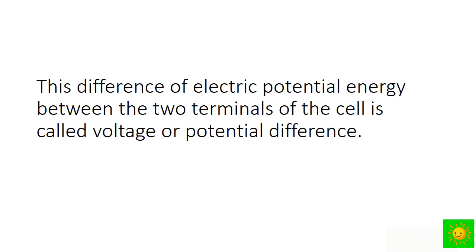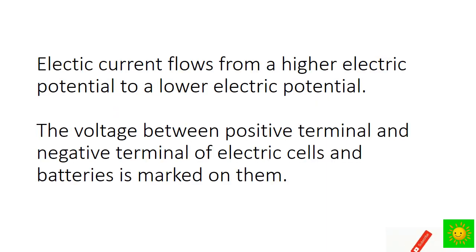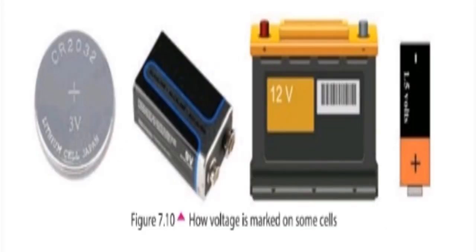Then what is voltage or potential difference? The difference of electric potential energy between two terminals of a cell. This is how voltage is marked on some cells.